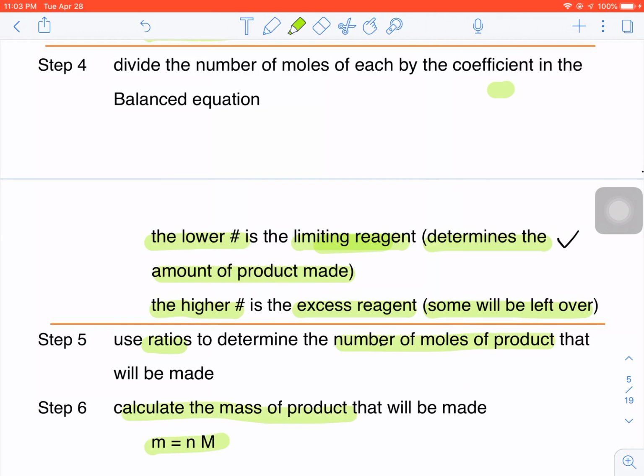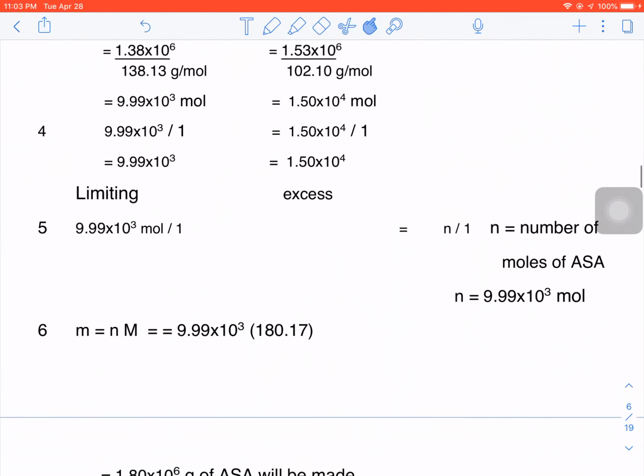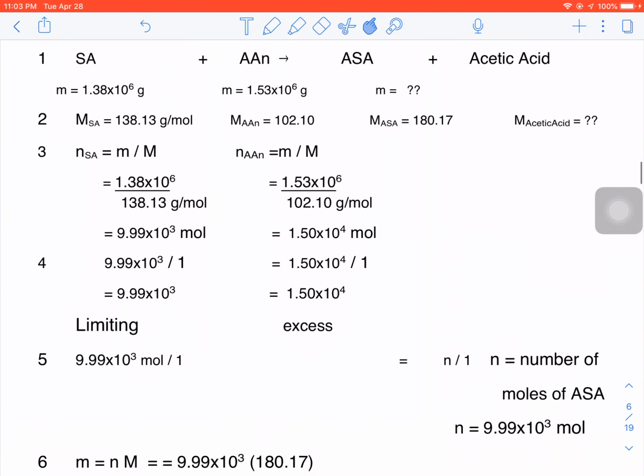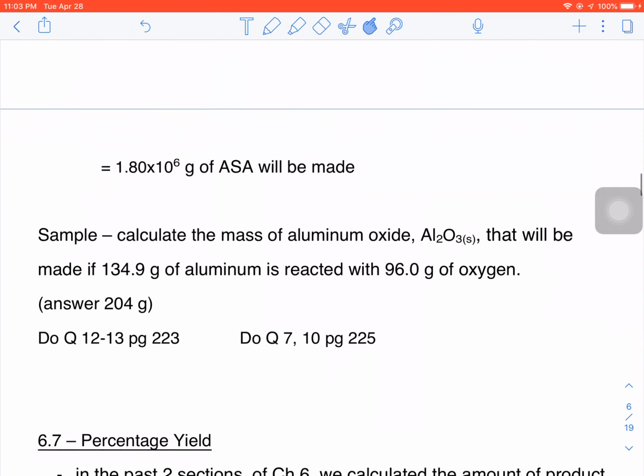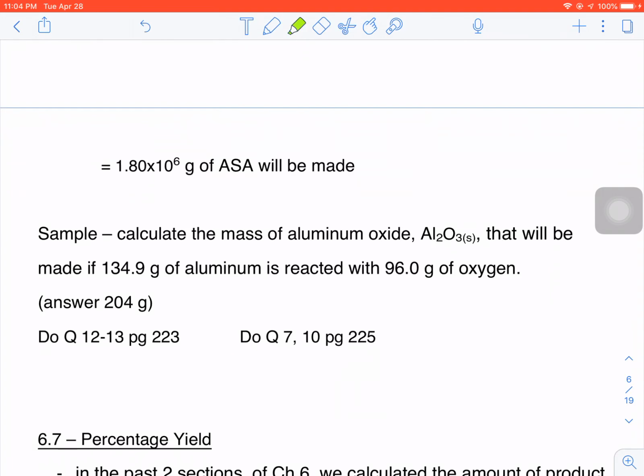Now, there's another sample problem. I think, like I said, I did this one earlier and I really didn't like it. This is the one that I just did now, right? This sample, the answer was 204 grams of aluminum oxide. So I'm going to leave you with the 2 questions here on page 223, and there's 2 more questions on page 225. And when I come back to do our live class on Thursday, I will take up probably 2 of those 4 questions. You can let me know if there's 1 or 2 that you have trouble with, and we'll go from there. All right, so I hope everything is well.